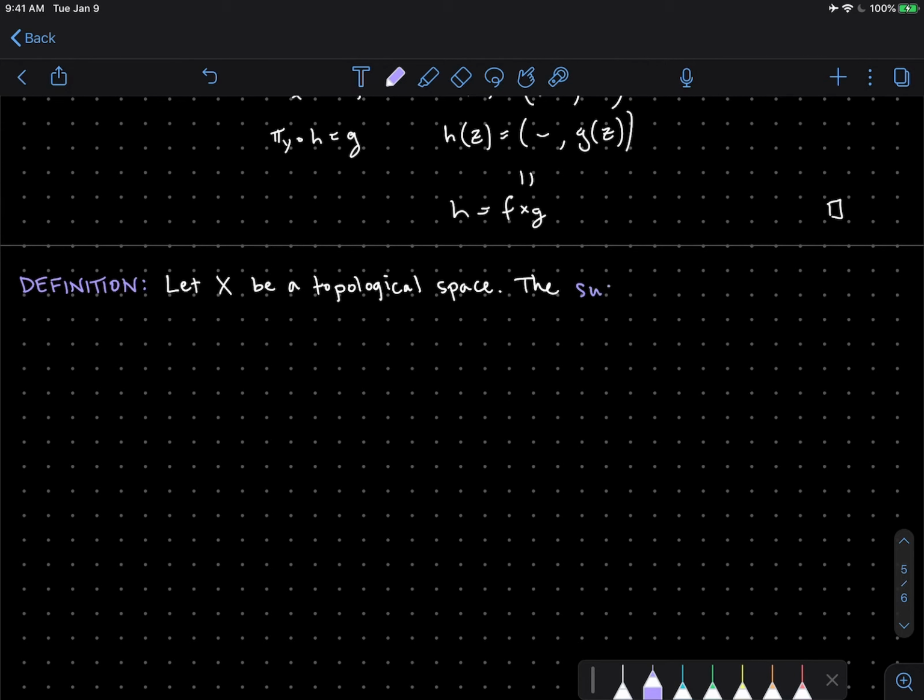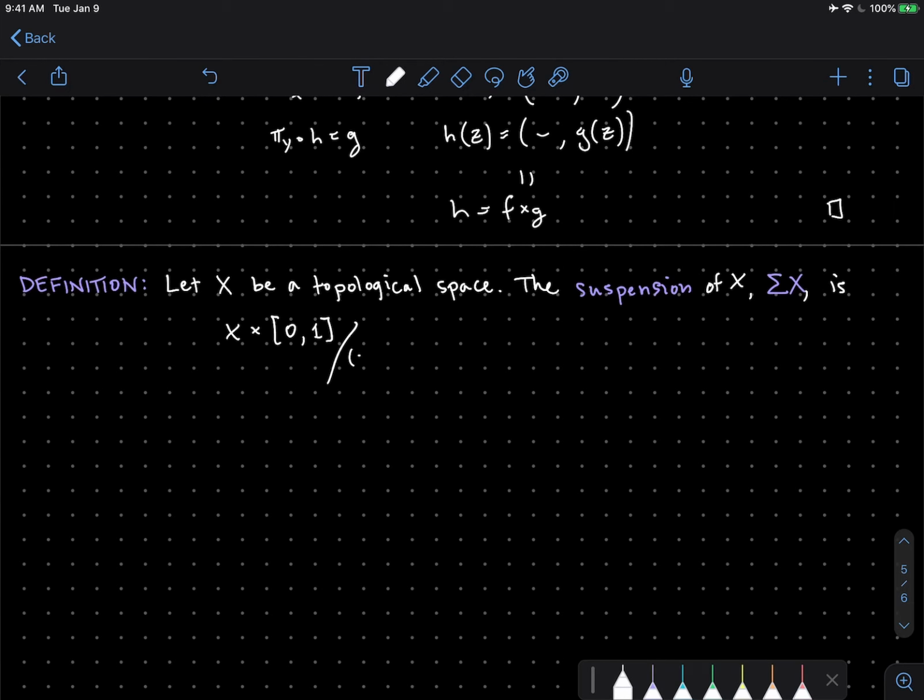The suspension of X, written capital sigma X, is the quotient of X cross the unit interval 0 to 1 by the equivalence relation where (x, 0) is equivalent to (y, 0) for all x and y in X, and (x, 1) is equivalent to (y, 1) for all x and y in X.